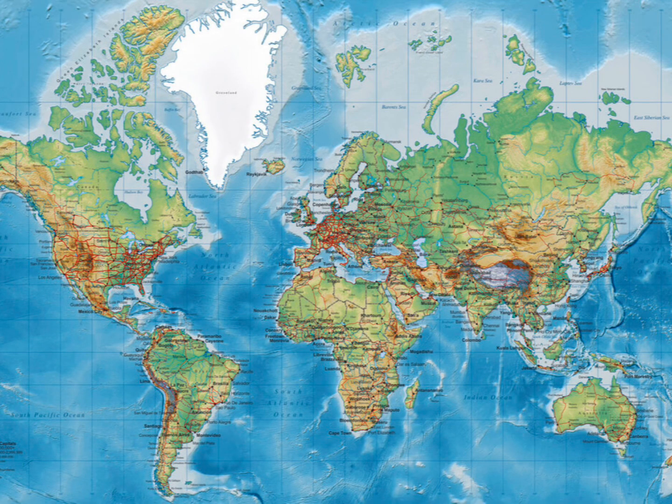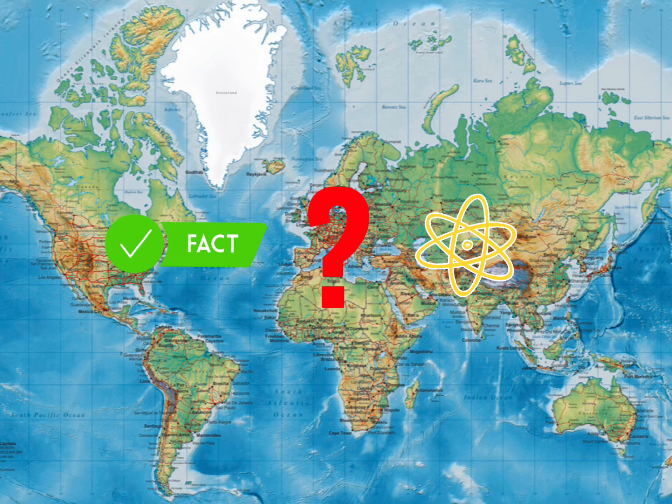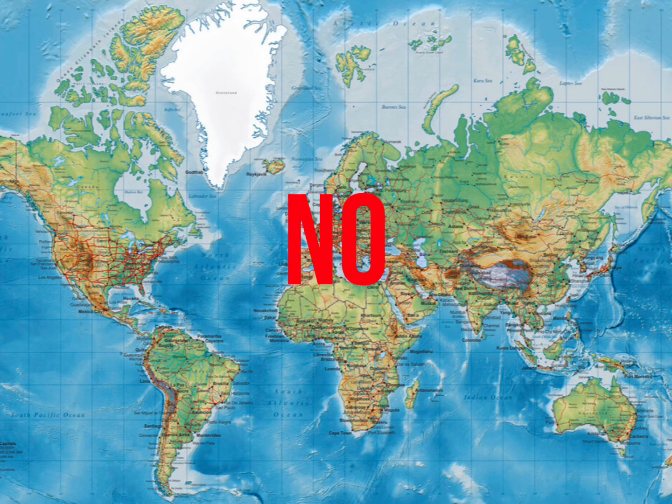This is a map of our globe. You might think our map is completely neutral. After all, physical geography is pretty objective, right? Our map's not completely factual and scientific. The short answer is no.